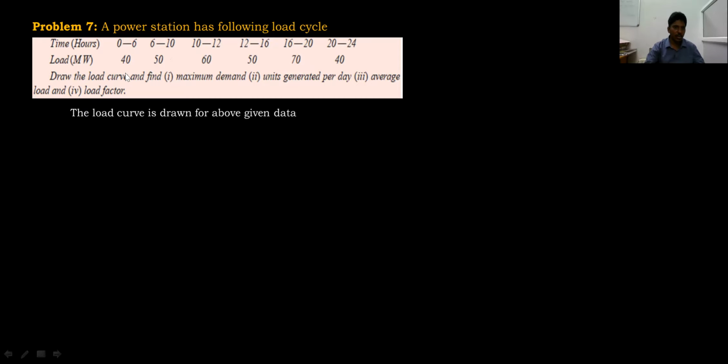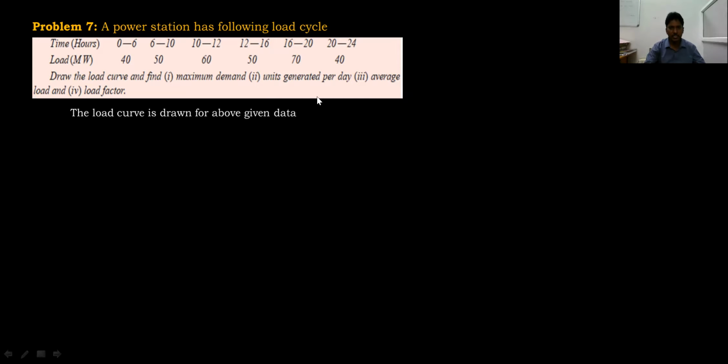Draw the load curve with time on the x-axis and megawatts on the y-axis. If you draw the load curve, it will show you the maximum demand, and whatever data you need can be read from the load curve. Here, the first question is maximum demand. Without drawing the load curve, directly by seeing the given data, we can say the maximum demand is 70 megawatts.